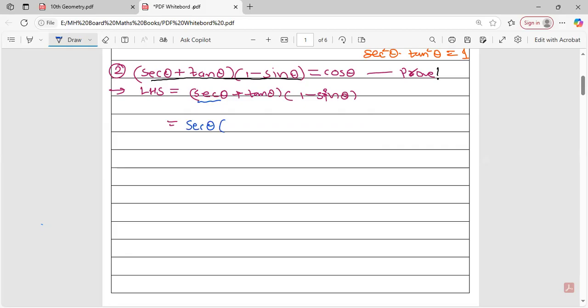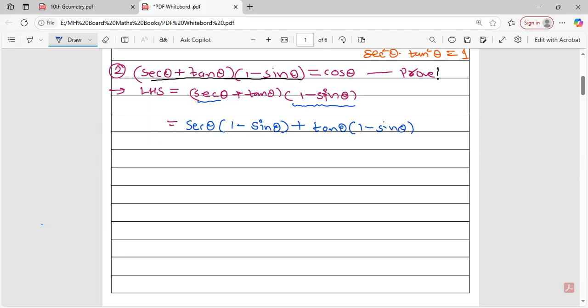Sec theta. Okay, consider x as sec theta. So sec theta into 1 minus sin theta, next bracket as it is. Now the plus sign is there in between x and y, that is sec theta and tan theta. So plus sign written in between. And next, y, that is tan theta, into the whole next bracket as it is, 1 minus sin theta.